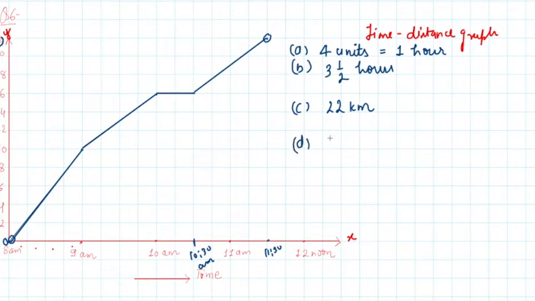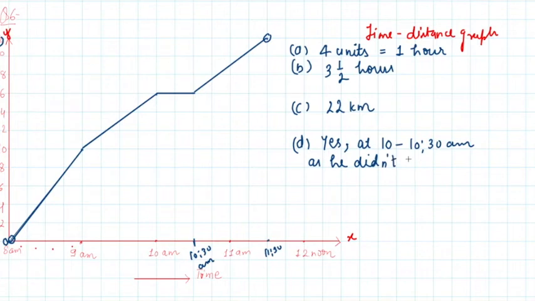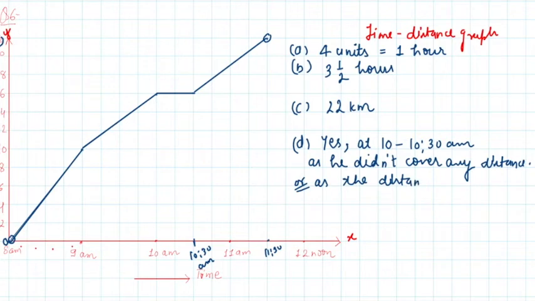Did the person stop on his way? Yes. At what time? At 10 to 10:30 a.m., because there is no change as he did not cover any distance. Or you can write: as the distance is constant in this duration.